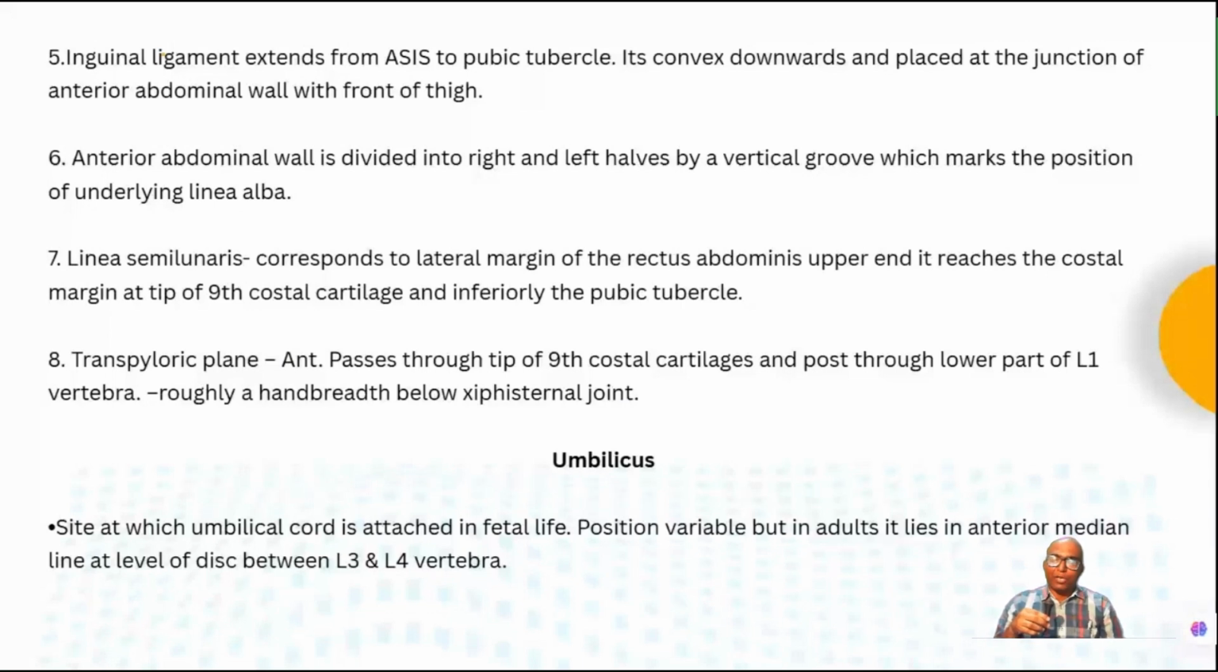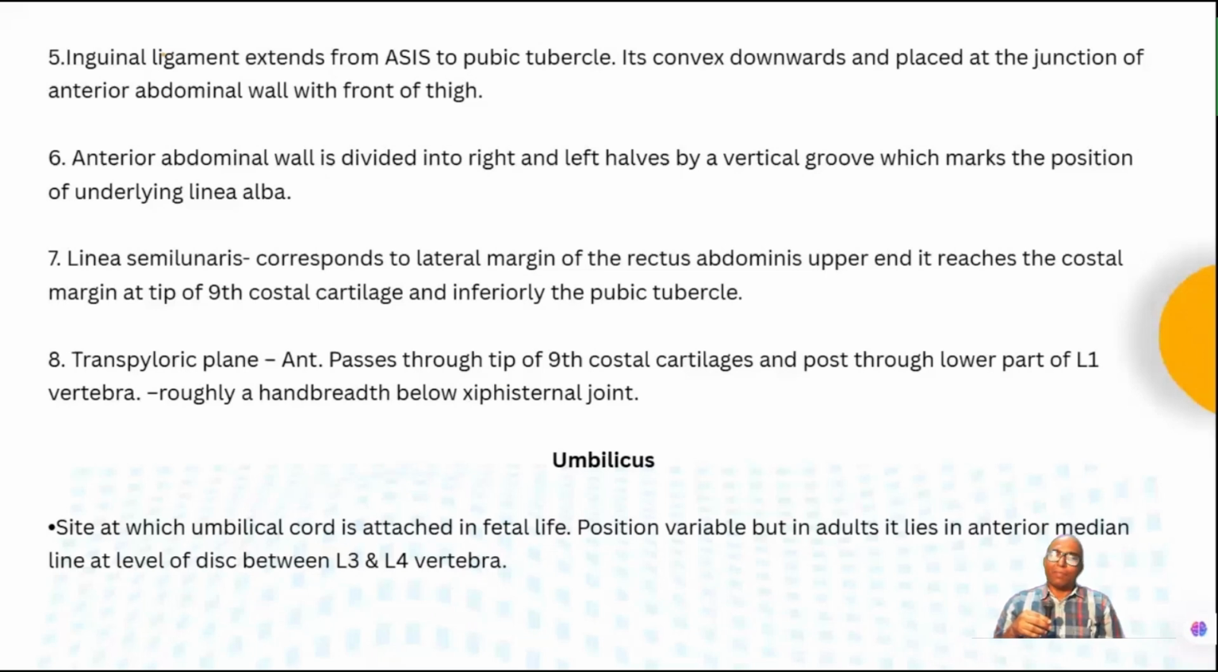What is linea semilunaris? This concept you should understand, because there are confusing things. One is linea semilunaris and second is linea semicircularis. So what is linea semilunaris? It corresponds to the lateral margin of the rectus abdominis. Upper end it reaches the costal margin at the tip of the ninth costal cartilage and inferiorly to the pubic tubercle. So linea semilunaris is the lateral margin of the rectus abdominis.